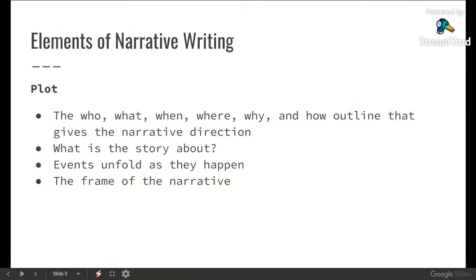So, the elements of narrative writing. One is the plot. It's the who, the what, when, where, why, and how outline that gives narrative direction. So, what is the story about? The events unfold as they happen, and it's the frame of the narrative. So, when you have the who, what, when, where, why, and how, that is how the story unfolds. That is how you tell a story. That is not how a research paper or a persuasive paper go. This is about storytelling.